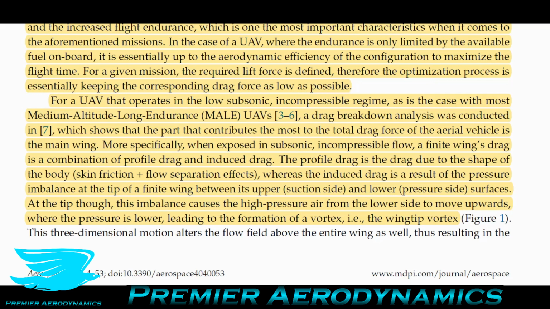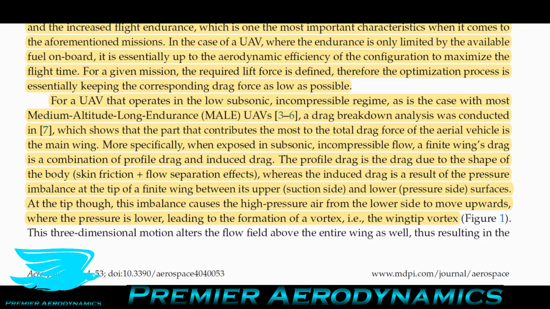So that's profile drag, and you can reduce this, but in this paper they're looking at the induced drag, which is where the wingtip vortices come in. The wingtip vortices are effectively just dead energy. You're wasting energy with these things, and that's where induced drag comes from. Anytime you see a vortex on an aircraft producing lift, that's when you get the induced drag component happening.